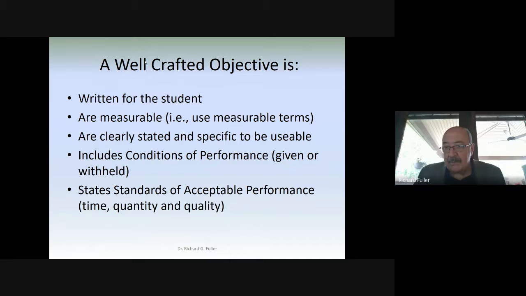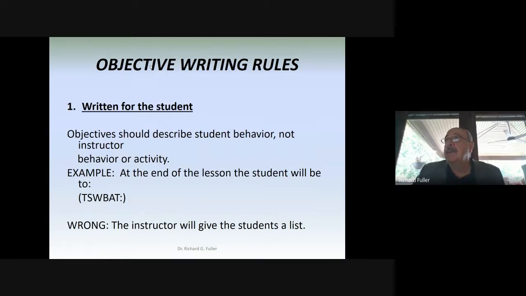It defines how well somebody has to do something. Not every objective will have all 3 of those, but you want it with a certain level of quality. And we'll show you some examples here. So let's get to the objective writing rules, and they have to be written for the student. Basically, objectives should describe student behavior, not instructor behavior or activity. You want to be careful with that.